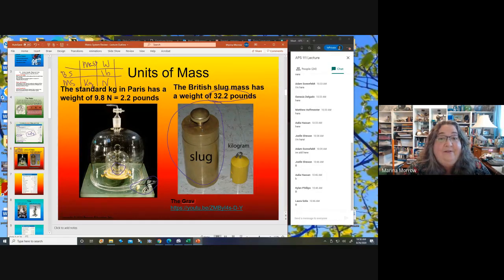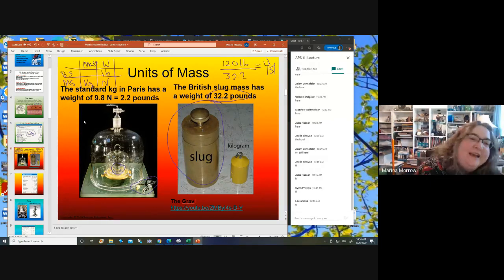And if you want to know how many slugs you are, so what is your weight or mass in slugs, then just take your weight. So let's say you're about 120 pounds, divide by 32.2 pounds per slug, and that's going to give you your number of slugs. So you would be about 4 slugs. All right. So it's pretty amusing that that is the unit that fits in this box. The British system of mass is a slug.